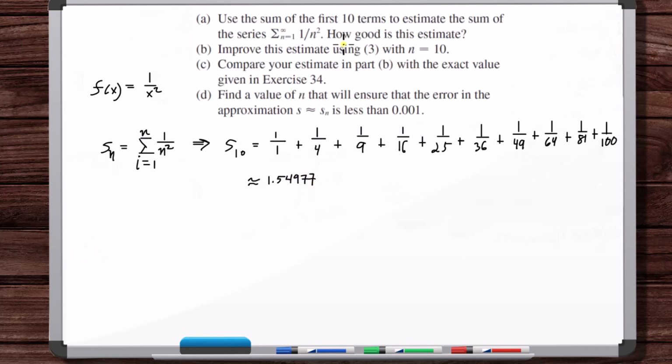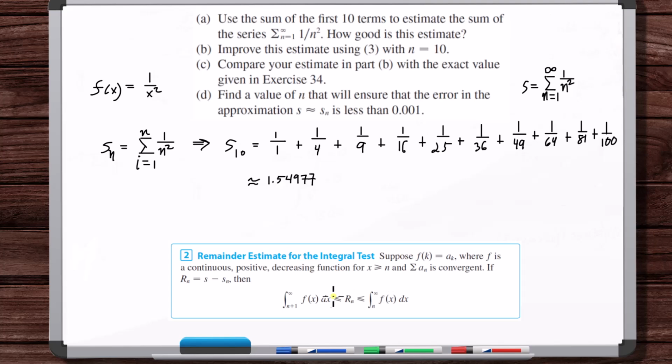Okay, now how good is this estimate? So how good is this? How close is this to S, where S would be the actual sum? We know this is convergent. This is an actual value. Well, we need to get the r sub n.